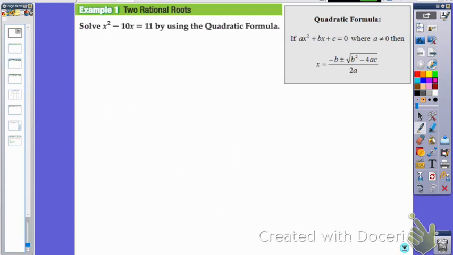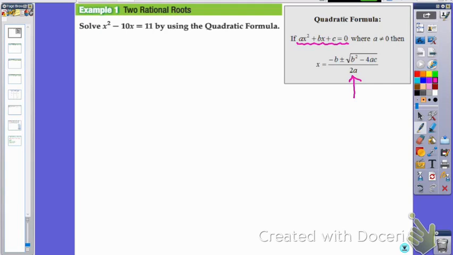4.6 on quadratic formula. So the quadratic formula is in the top corner there. First you need to check to make sure it's in standard form, which is that form there. And this is the quadratic formula. So lots of A's, B's, and C's.